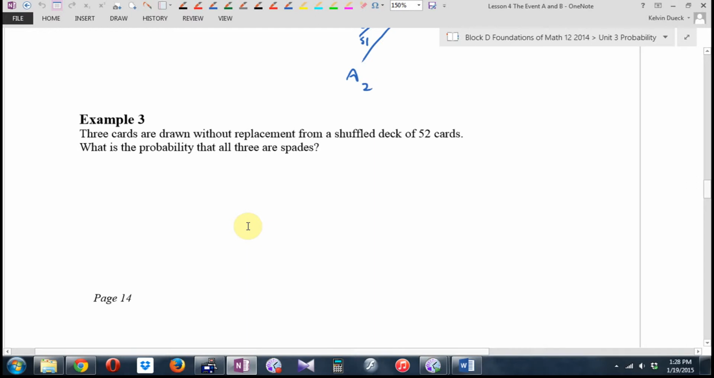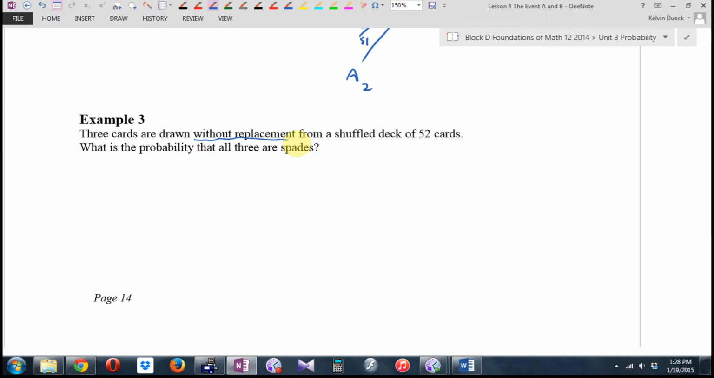Keep reading. Are drawn without replacement. That's important. That means this is going to be dependent. It means the odds are going to change because on the second draw there's 51 cards. On the third draw there's 50 cards. Keep going. From a shuffled deck of 52 cards, what is the probability that all 3 are spades? All 3 are spades.